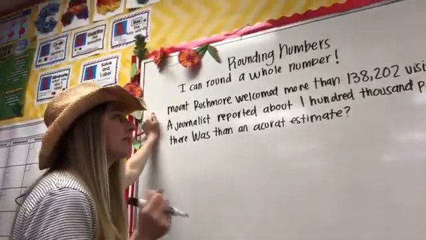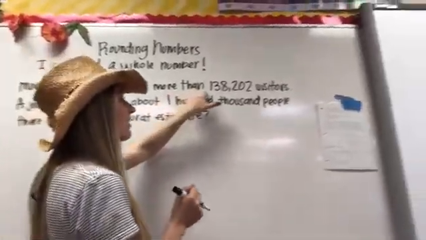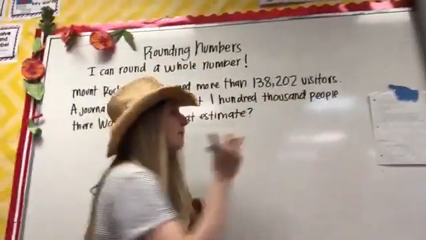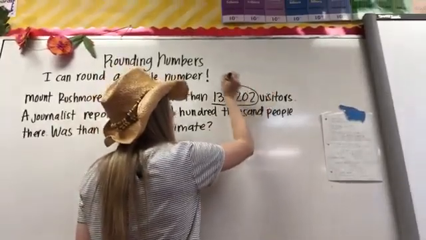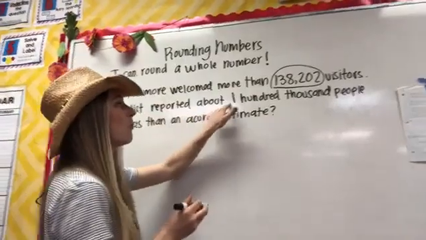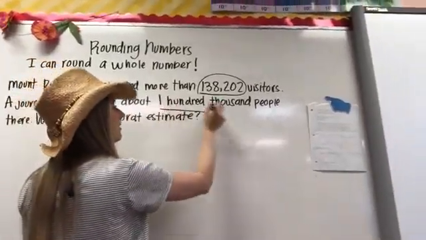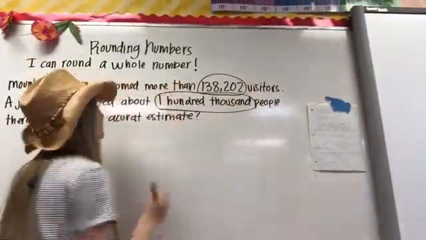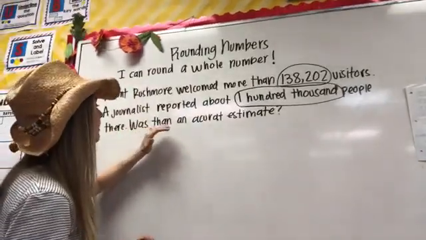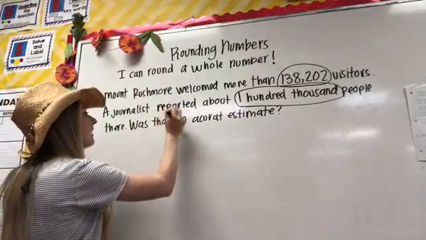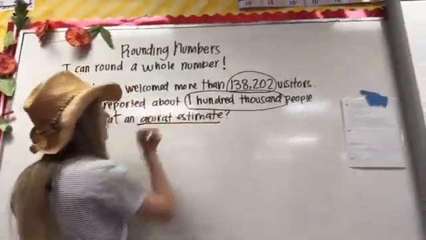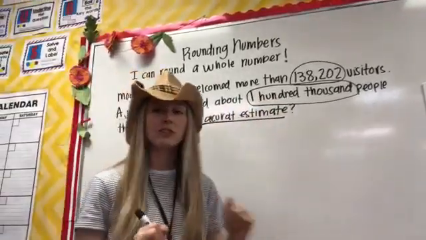Mount Rushmore welcomed more than 138,202 visitors. All right, you know me. Automatically, I'm going to circle my number because it's important. Okay? A journalist reported about 100,000 people, going to circle a number, were there. Was that an accurate estimate? So we want to know if this was an accurate estimate, 100,000.